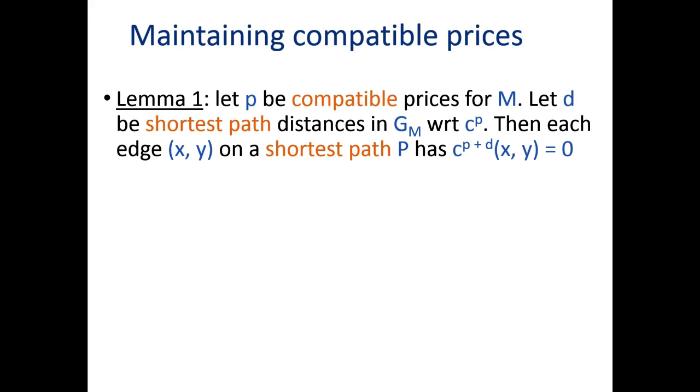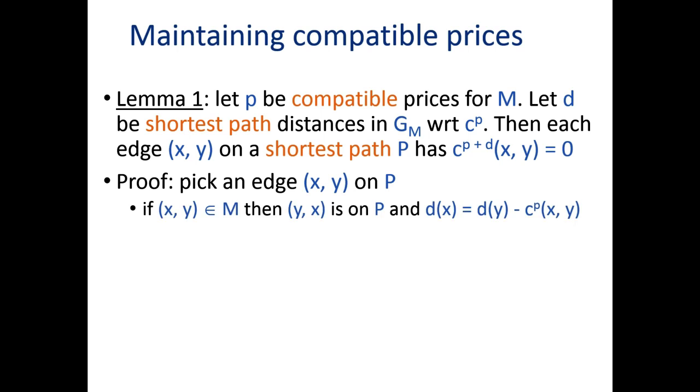So why do I care to prove something like that? Well, this in particular will be useful to prove that edges of a matching have 0 cost, which is what we need for compatibility. Whatever is in the matching has 0 cost. Okay, so how do we prove it? Well, let's pick an edge on a shortest path, some shortest path. So this edge is useful to reach something.